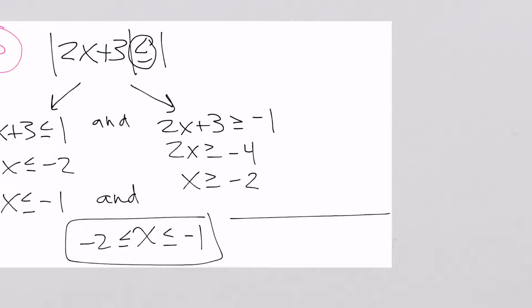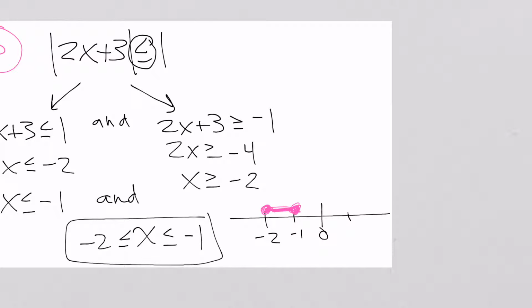If we wanted it on a number line, we could go 0, negative 2, and a negative 1 right there. And we want the solution where x is between or equal to those numbers. So we'd have a closed-in circle there, a closed-in circle there, and a line connecting those two numbers.